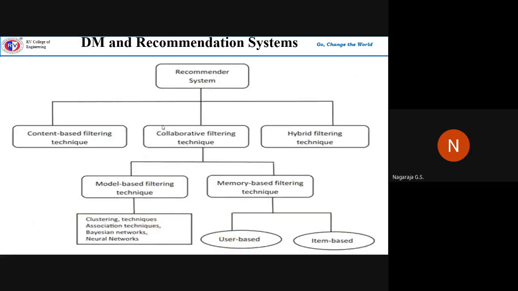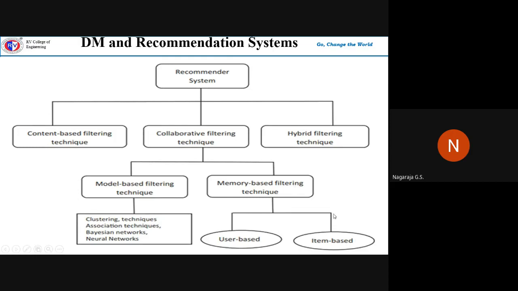This is where we talk about recommender systems. We can categorize recommender systems into three divisions: a content-based filtering technique, a collaborative filtering technique, and hybrid filtering techniques. The collaborative filtering technique is further categorized into a model-based filtering technique and a memory-based filtering technique. The model-based includes clustering, association, Bayesian, or maybe neural networks. All these data mining techniques you could use in case of a model-based filtering technique. In case of memory-based, it may be user-based or item-based.